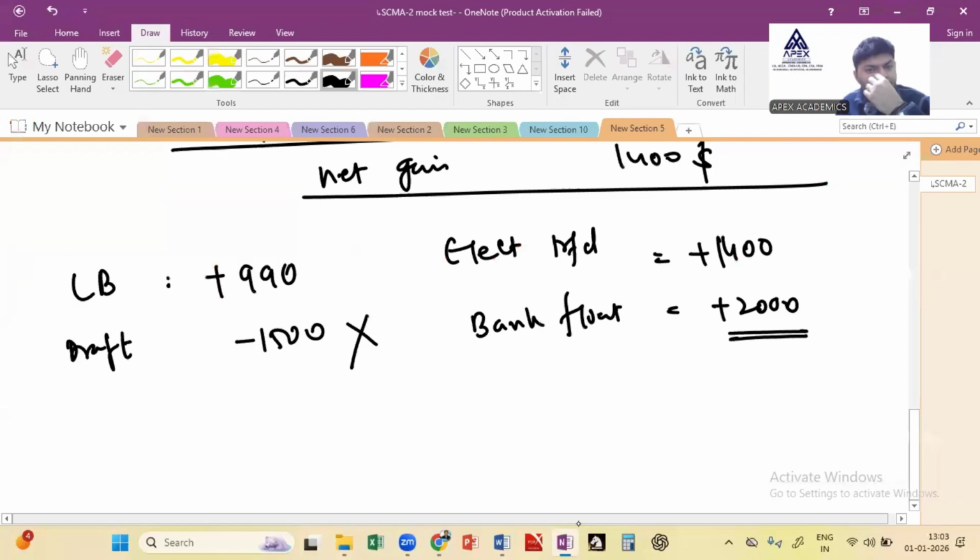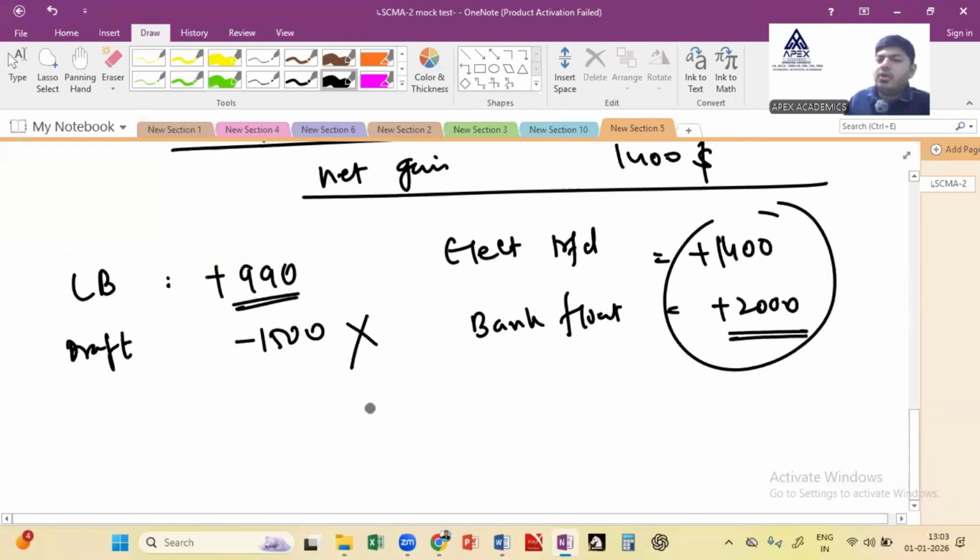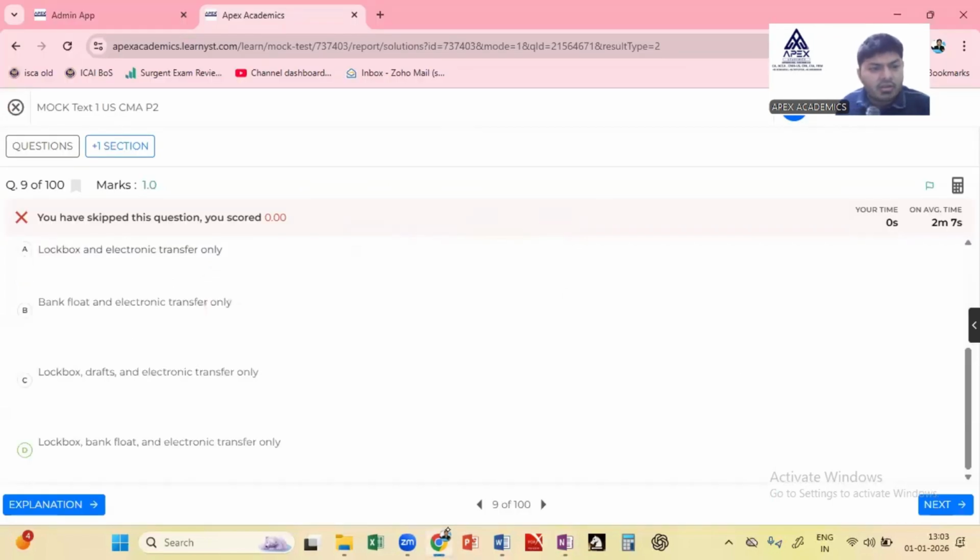Look here, I have the option bank float and electronic transfer only. Why can't I use lockbox also? I am getting a gain in that. You are giving me multiple options. Why not all three options? I want all three options. I'm making gain in all three options. Look here, lockbox, draft and electronic. They're giving you three options. But I will never go for a draft.